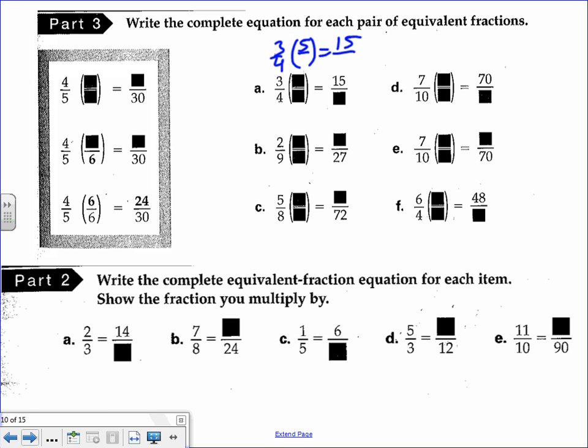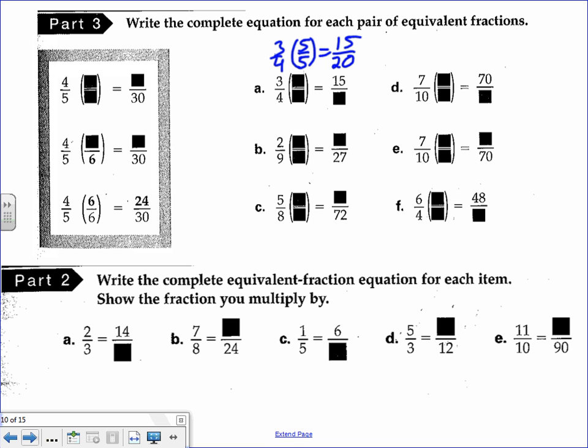Now if they're equivalent fractions, that means if the top one's 5, then I have to multiply the bottom one by 5 as well, because 5/5 is equal to 1, and to have equivalent fractions, we got to multiply by a fraction that's equal to 1. So now I just do 4 times 5, and I get my 20. So now I have all the missing pieces filled in.